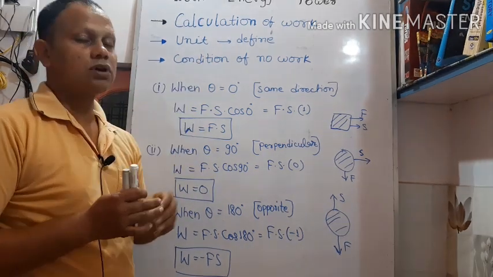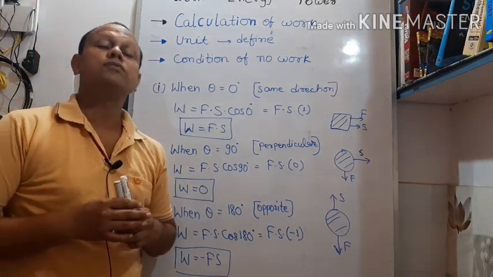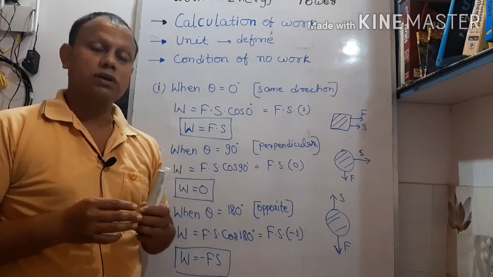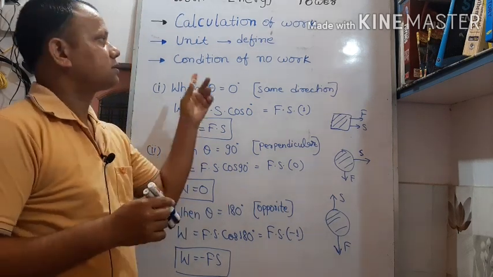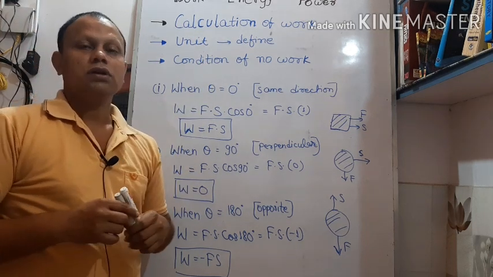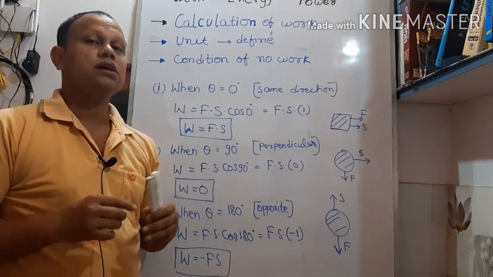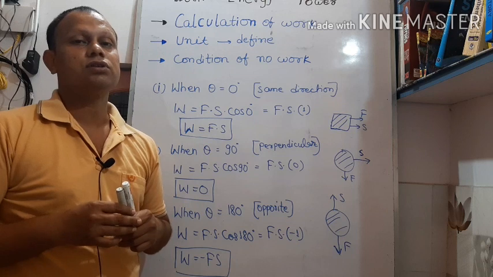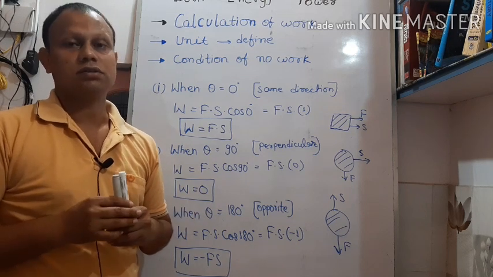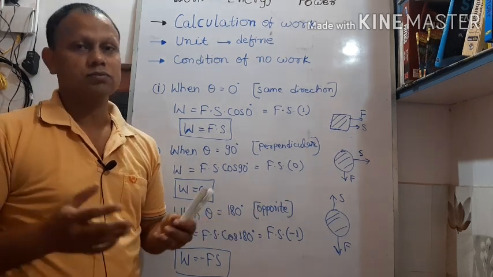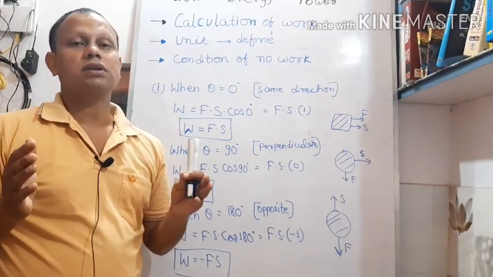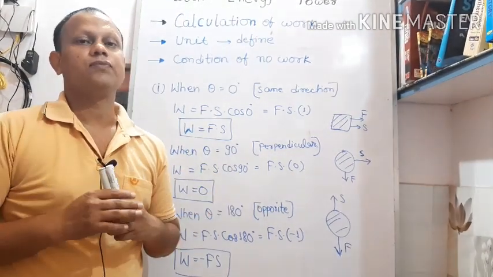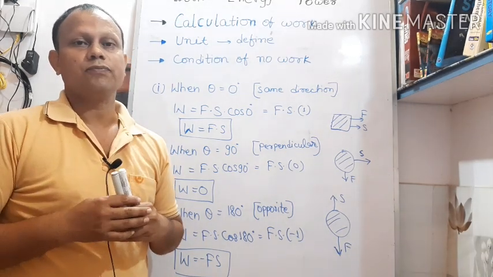Then second, we will talk about the unit of work done, because every physical quantity has some unit, and how to define it. And at last, third, we will discuss certain situations in which no work done is considered, although it appears that there should be some work done, but in those situations it is considered that no work is done. So one by one we will go through it.